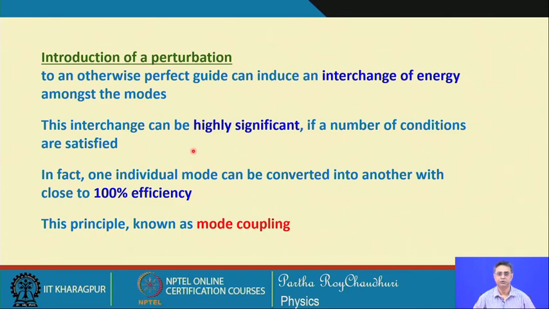So, if we have a uniform waveguide which is otherwise perfect, it can induce some interchange of the energy amongst the modes. This interchange can be highly significant if a number of conditions are satisfied. In fact, it is possible that one individual mode can be converted with close to 100% efficiency, and this principle by which the energy from one mode to another mode gets coupled is the mode coupling.